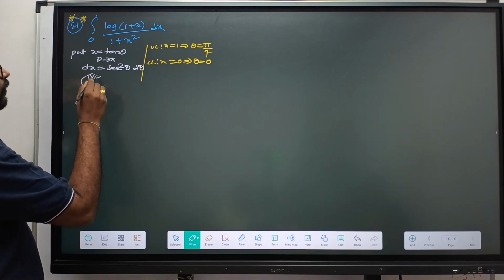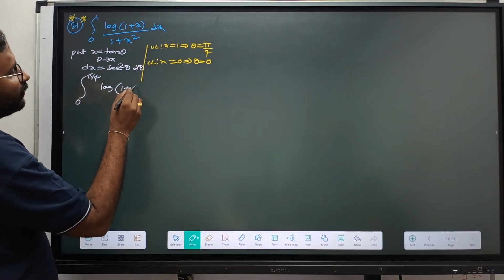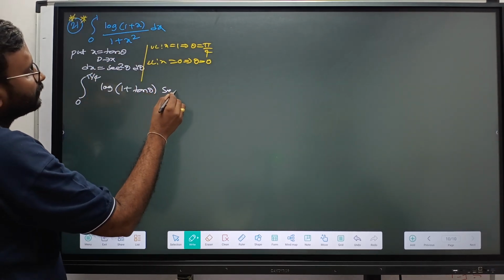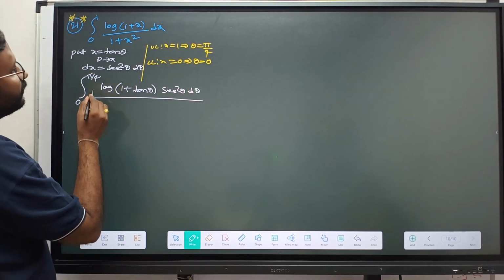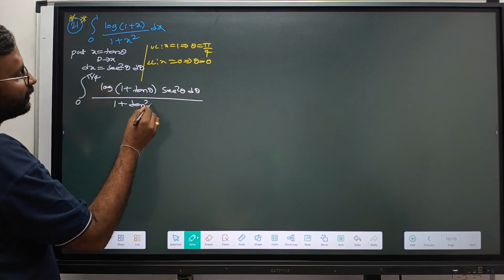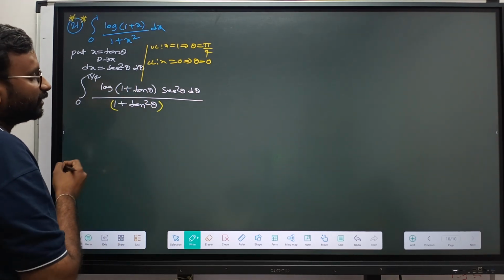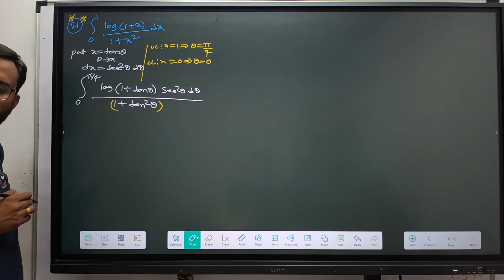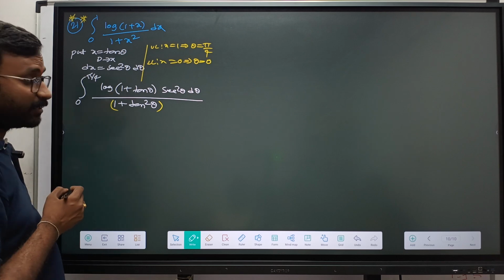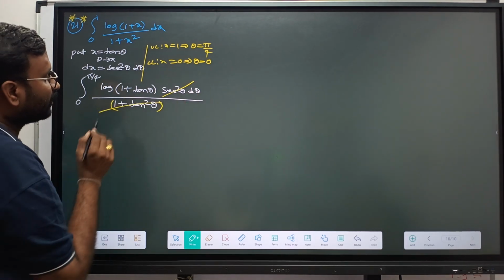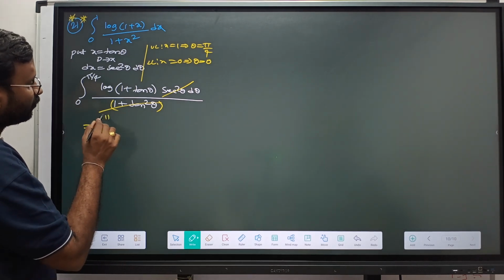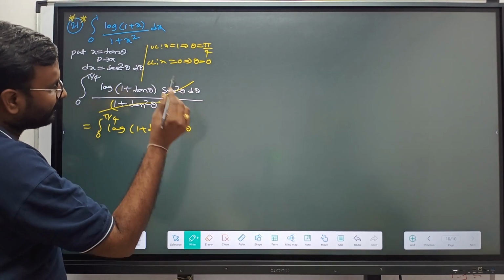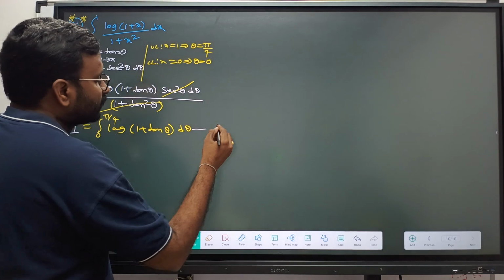Upper limit will be pi by 4. Log of 1 plus what we taken as x? Tan theta. And what about dx? Secant square theta d theta, divided by the denominator 1 plus x squared, that is 1 plus tan square theta. What is the identity for 1 plus tan square theta? It is secant square theta. So this secant square theta cancels, which is equal to integral 0 to pi by 4 log of 1 plus tan theta d theta. Let this be equation number 1.